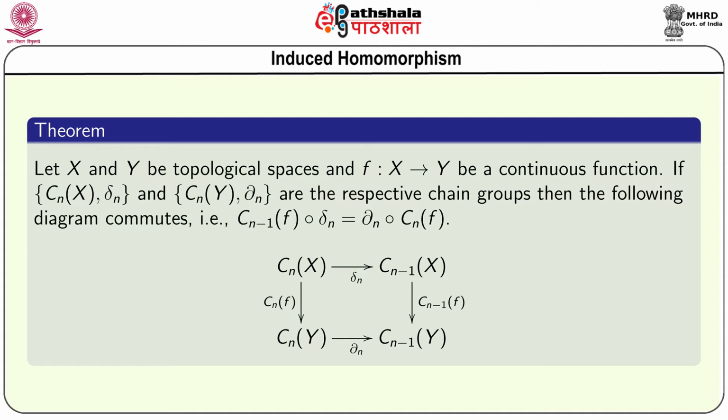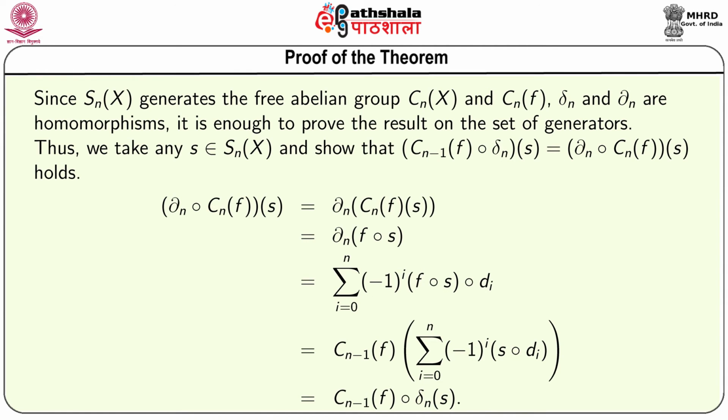One is from C_n(X) to the group C_n(Y) and the other one is from C_{n-1}(X) to C_{n-1}(Y). Then this diagram commutes means C_{n-1}(f) compose delta n is equal to del n compose C_n(f). Let us try to prove this theorem. Since S_n(X) generates the free abelian group C_n(X), and C_n(f), delta n and del n are homomorphisms, it is enough to prove the result on the set of generators.